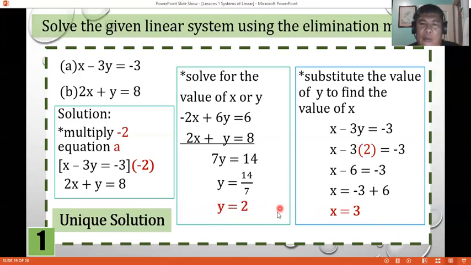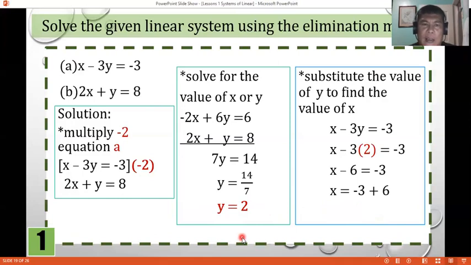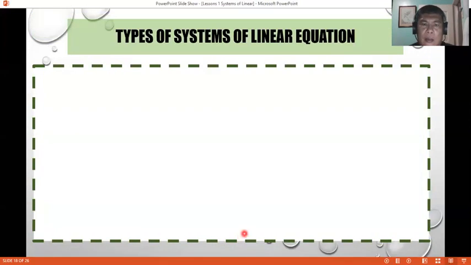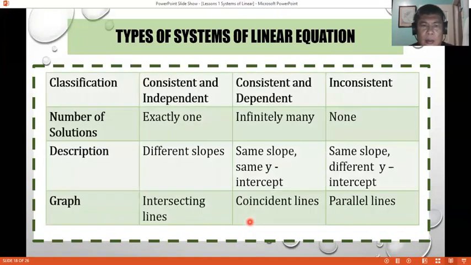Iisa lang yung solution. So, kung titingnan natin yung nakaraan, the slide, exactly 1. So, consistent siya. Different slope, intersecting line. Okay?